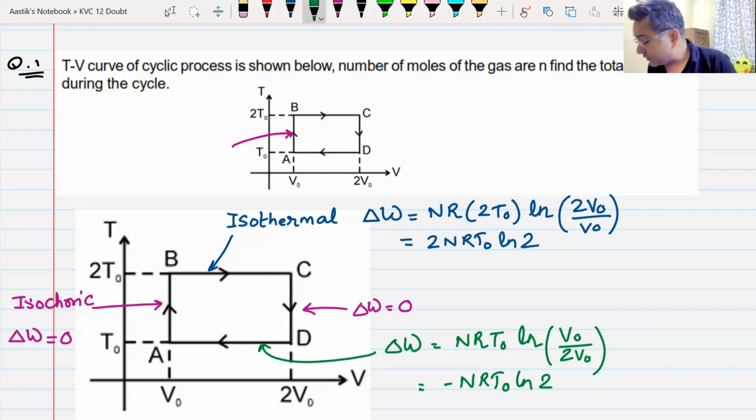You know the work done in the first process, you know the work done in the second process. That is how, my dear friends, you will get the work done in this process, and the work done in this entire process will be equal to how much? nRT naught ln 2. That is how we do it. Do we understand this, or has this gone above what I'm saying? Understood, sir. Everyone understood this?